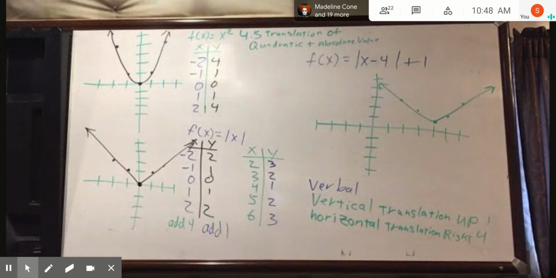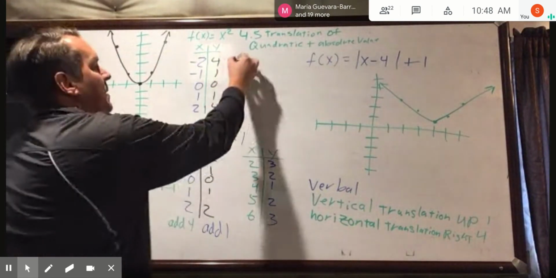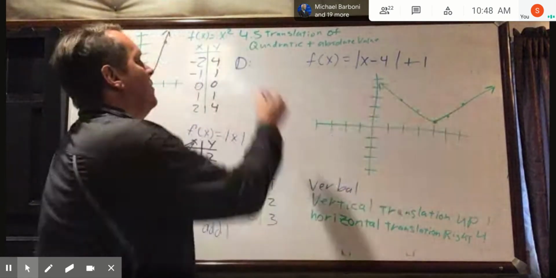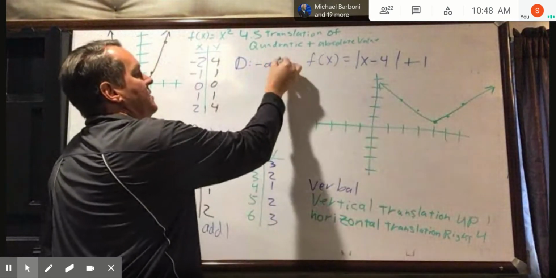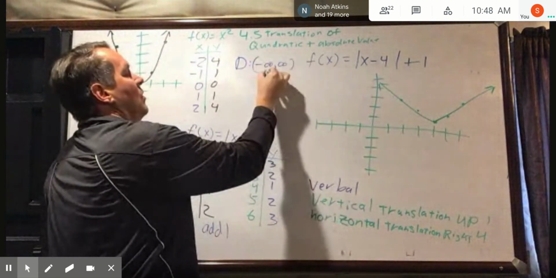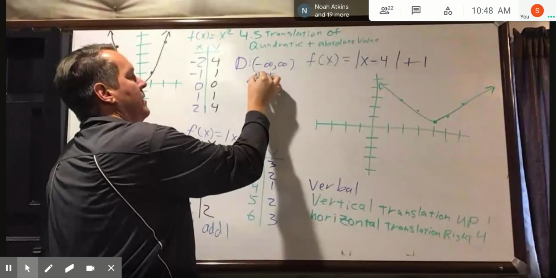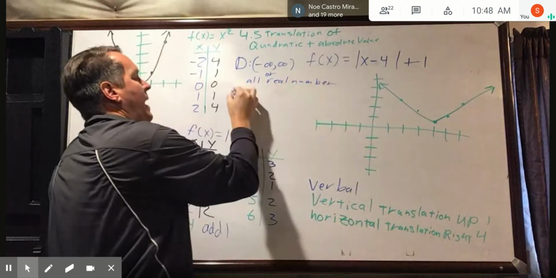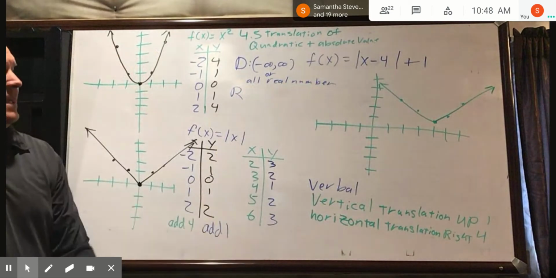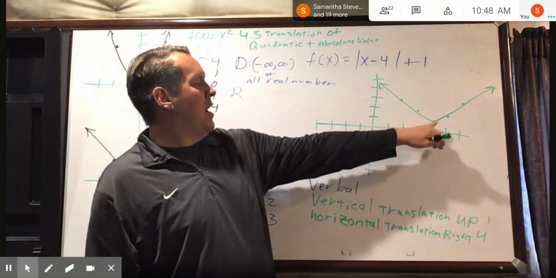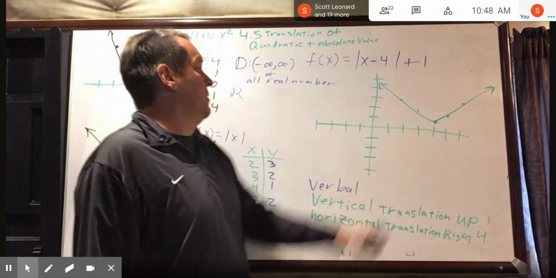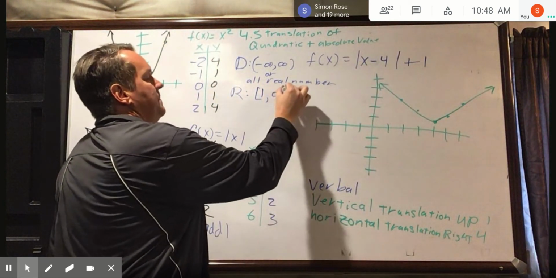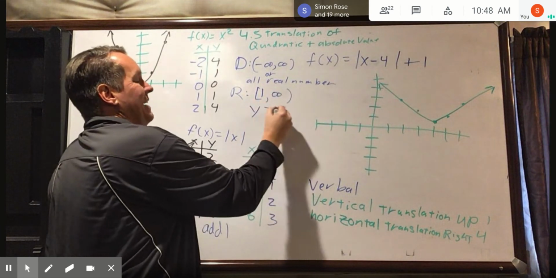All right, domain. I'm going to go through this quick. Domain, left to right, all of today's problems will be negative infinity to infinity, or you can write all real numbers. The range, the last one we went down 3 and went up to infinity. This time we're up 1, so we're at 1 to infinity. I can write 1 bracket infinity, or I can say y is greater than or equal to 1.